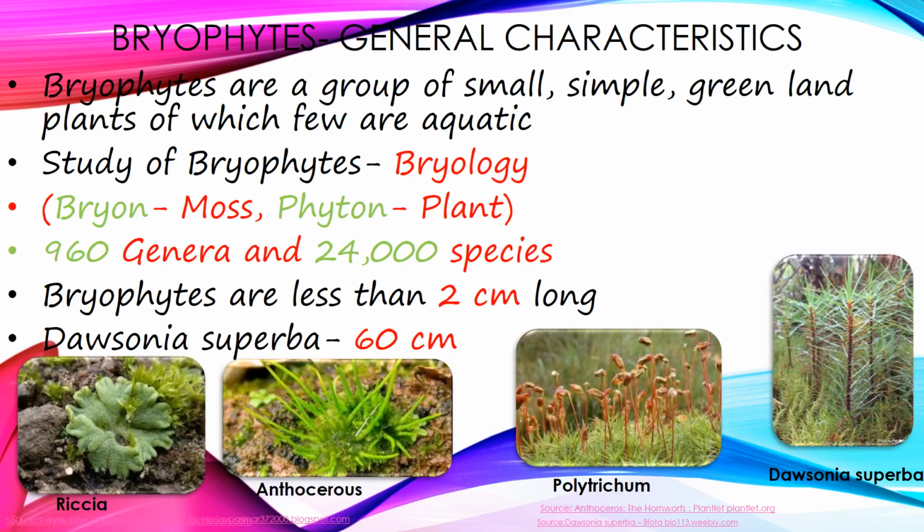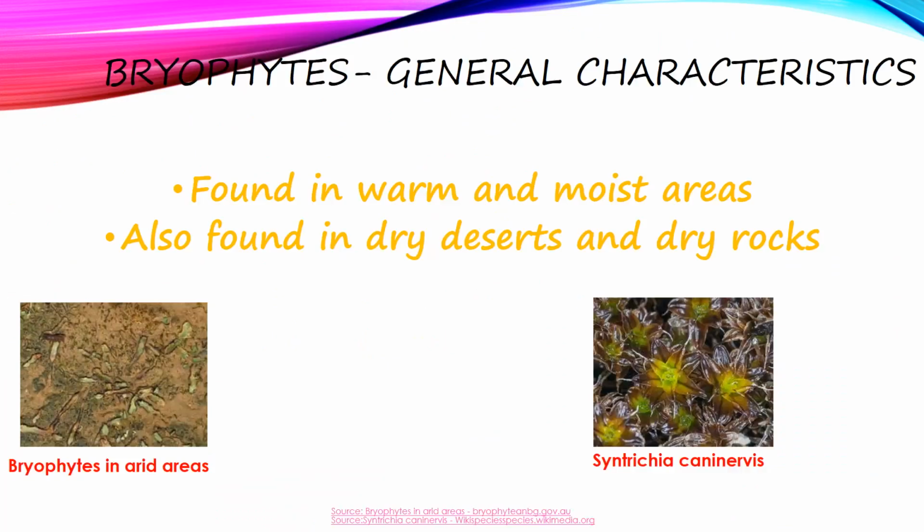Many members of bryophytes are less than 2 cm long. The tallest bryophyte, called Dawsonia superba, reaches up to 60 cm. Bryophytes are common in warm, moist areas, especially in the tropical and subtropical regions. But still, they can also be found in relatively dry deserts and on dry rocks. As we all know, finding water in a desert is not an easy task.